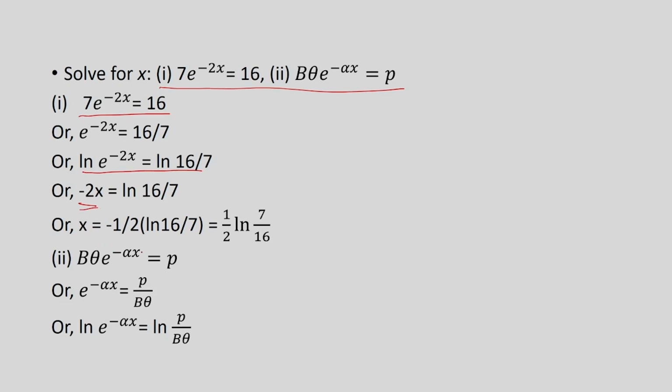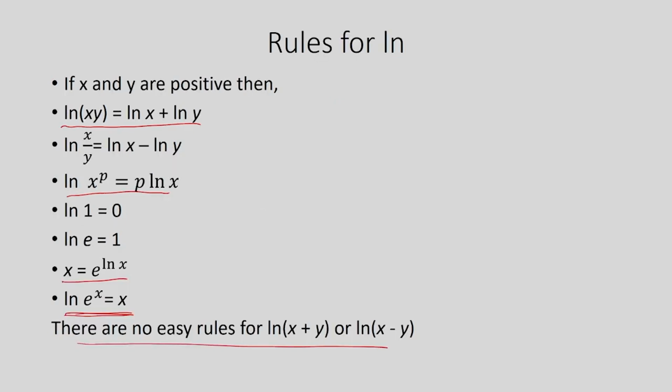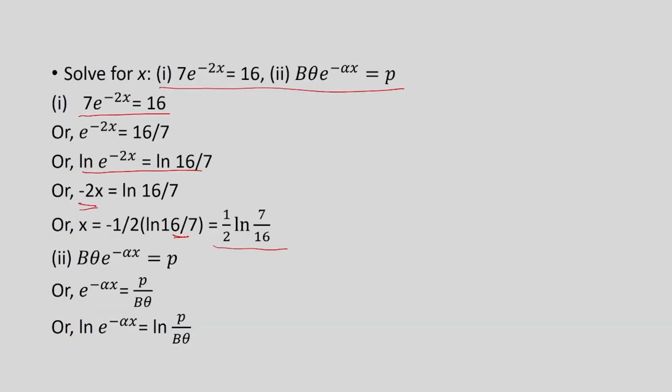So, therefore, x is equal to minus 1 divided by 2 multiplied by log of 16 divided by 7, and this turns out to be half of log of 7 divided by 16. So, I just have the reciprocal of 16 divided by 7, and it becomes 7 divided by 16. And why is this so? Because I have here used this rule, the quotient rule. Okay. Now, the second one, let us look at that.